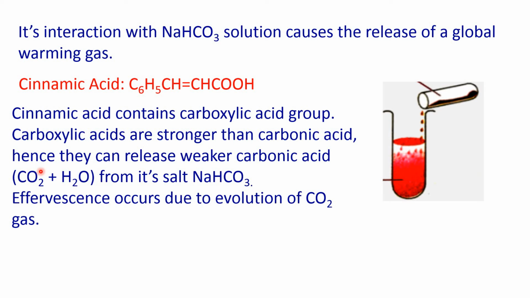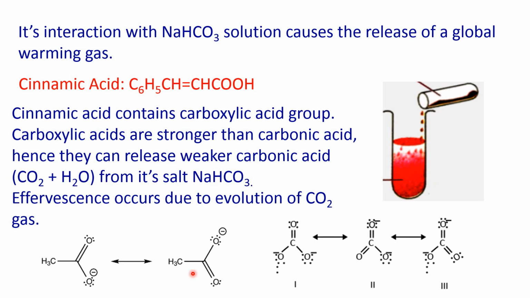Now the question is, why is this carboxylic acid stronger than carbonic acid? If you consider the anion of this carboxylic acid, that is the carboxylate anion, here this is the resonance hybrid structure, and these two canonical forms are equivalent structures. When the resonating structures are equivalent, they are more stable. That means it gains stability.